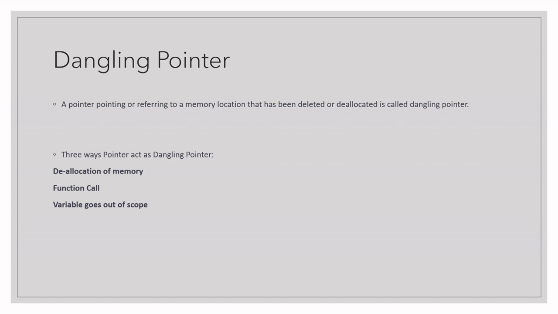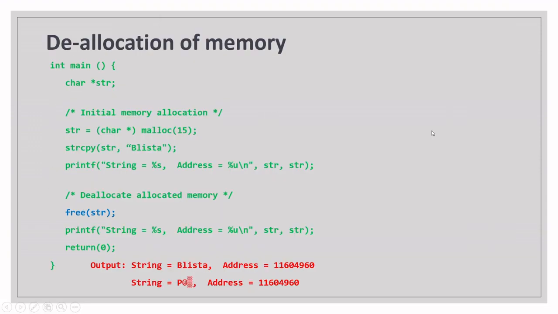A dangling pointer is a pointer which is pointing to a memory location which is deleted or deallocated already. A pointer can work as a dangling pointer in three ways: deallocation of memory, a function call, and a variable going out of scope. Here is an example for deallocation of memory.